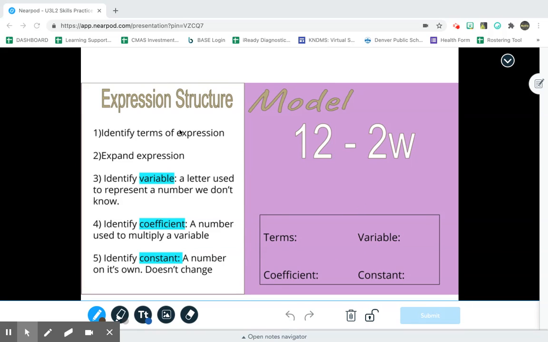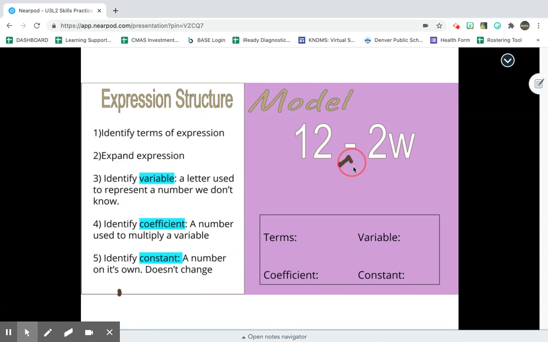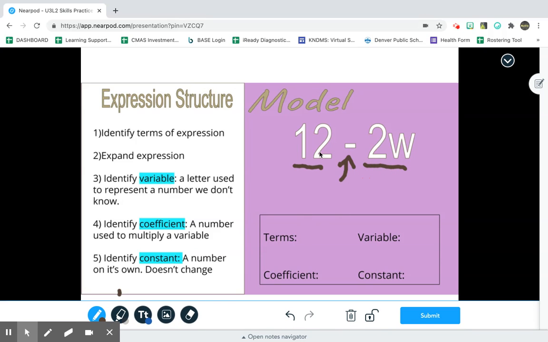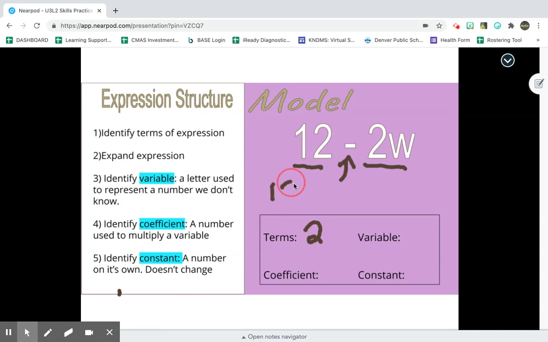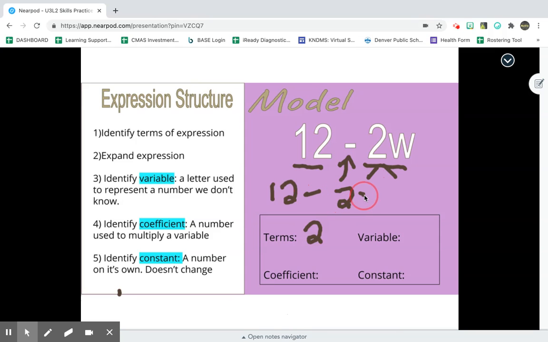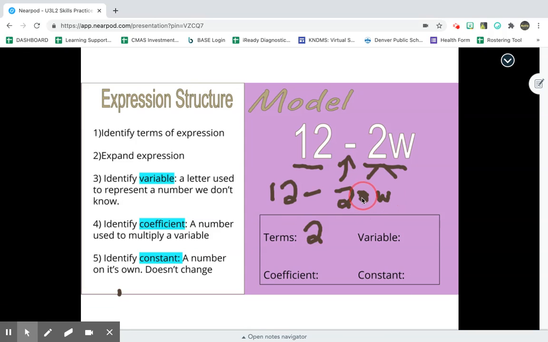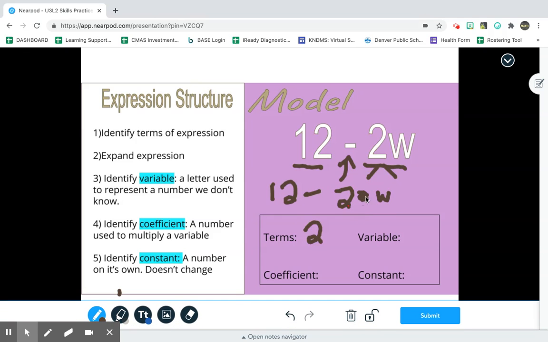For me to identify the terms of the expression, remember, we need to identify the operator. What math are you doing? In this case, I am subtracting, which means I have 2 terms. As you can see, I have 12, which is 1 term, and I have 2w, which is a term on its own. So I have 2 terms. I want to go ahead and expand this expression. I know 12 is going to stay the same. I'm not expanding that to anything. Minus this 2w, I can expand into 2 times w. So now I have my expanded expression: 12 minus 2 times w is the expression that this represents up here.